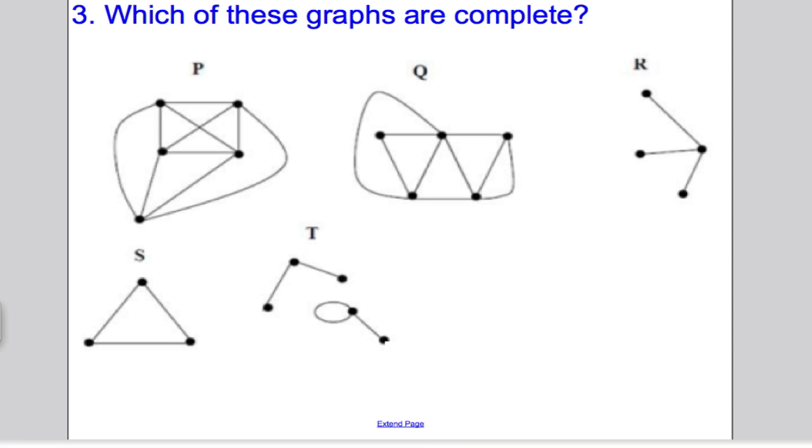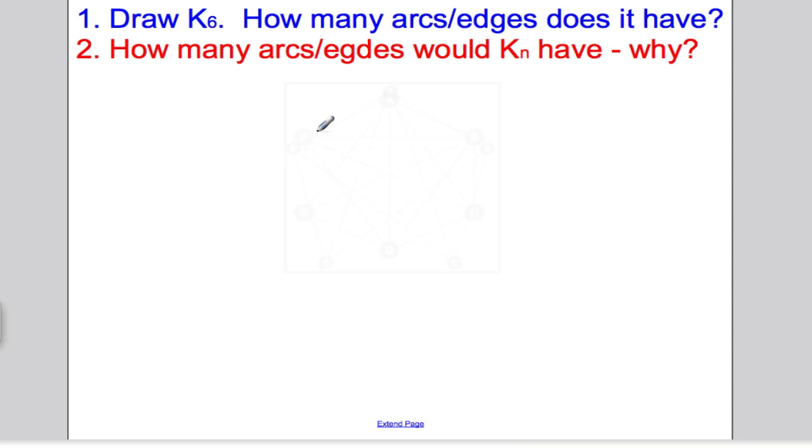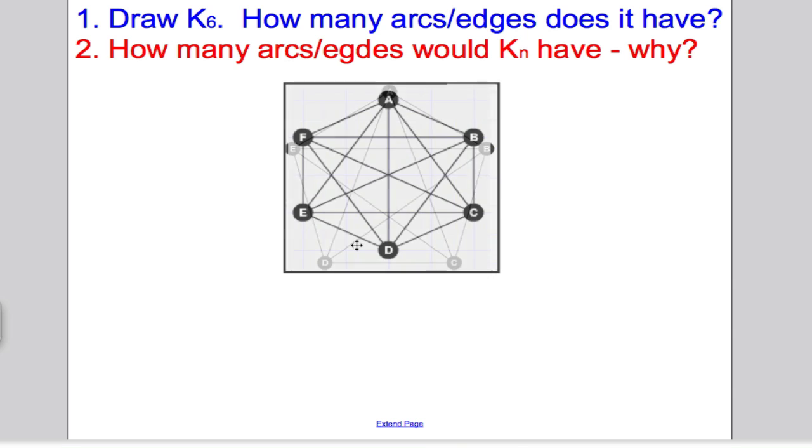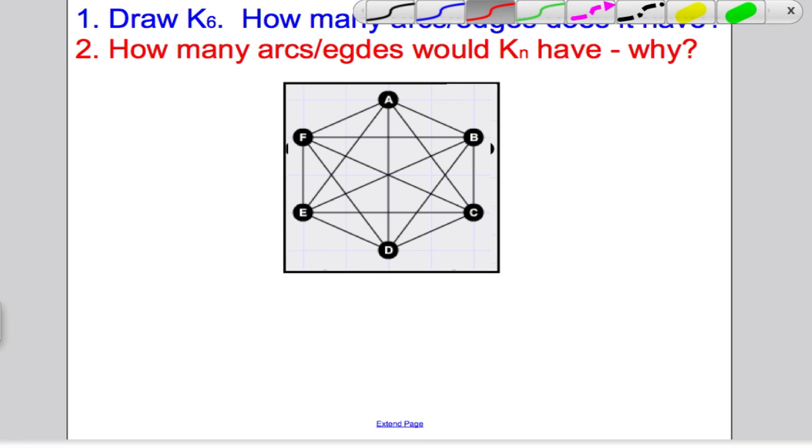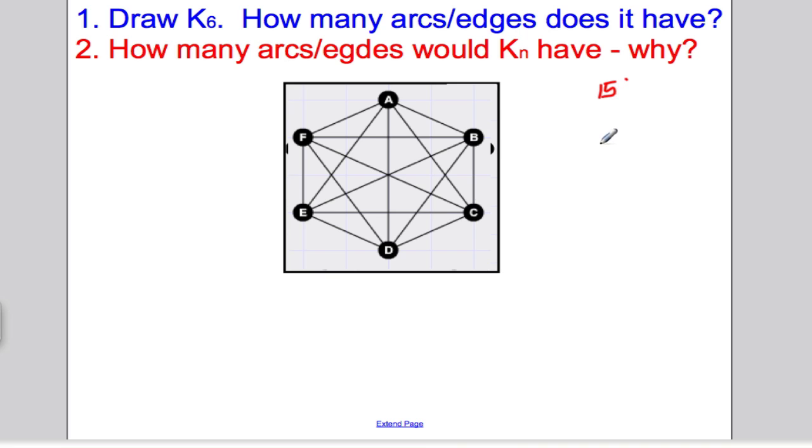Okay, let's go through the answers to these. Going back to question 1: draw K6. Well, it would have 6 vertices or nodes, and each one would be connected. I find the easiest way to draw these is like a hexagonal shape. There are 1, 2, 3, 4, 5, 6 there, and every one is connected to every other one. How many arcs or edges does it have, by the way? Well, that's just a counting exercise for you. And the answer is 15. Go along and count up each of these, and you would get 15 when you do that.